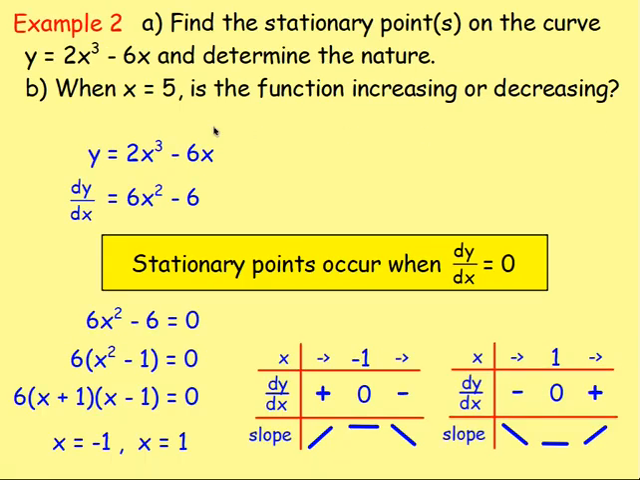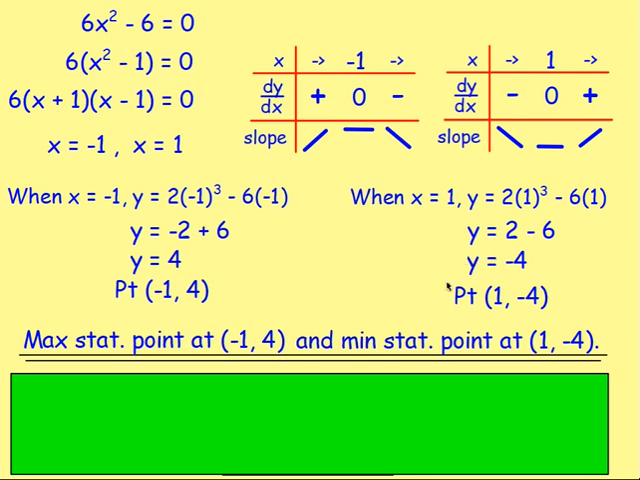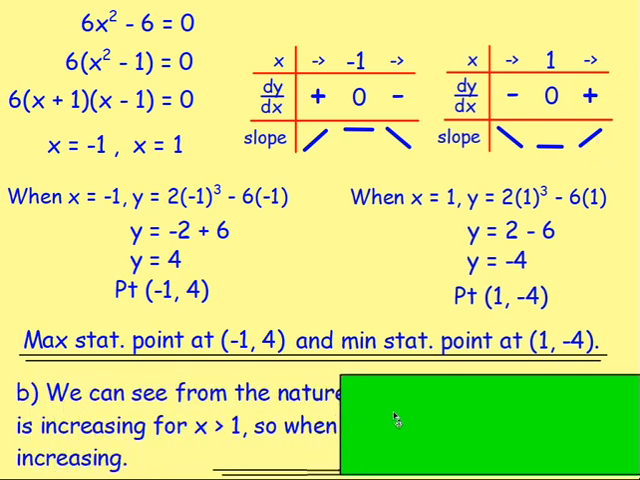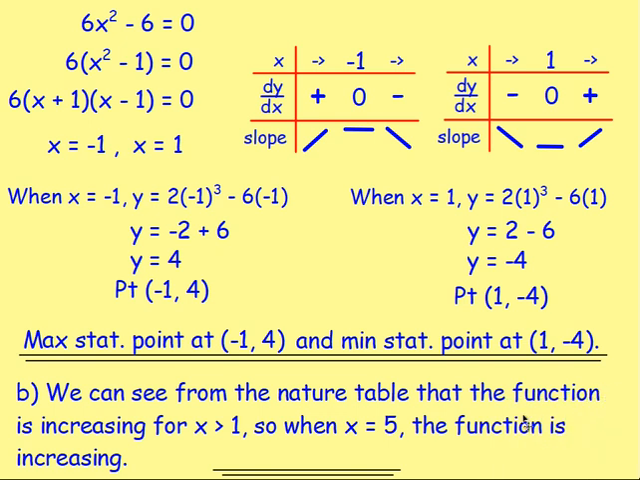Part B was saying when x is 5, is the function increasing or decreasing? You can do this one of two ways. You know that when x is bigger than 1, you can see the graph is increasing. So you can say that we can see from the nature table that the function is increasing when x is bigger than 1. So when x is 5, the function will be increasing.